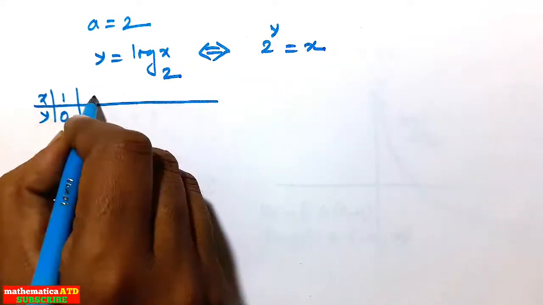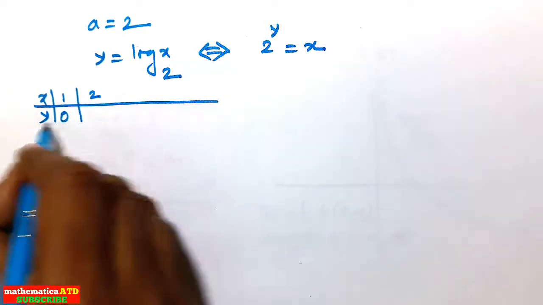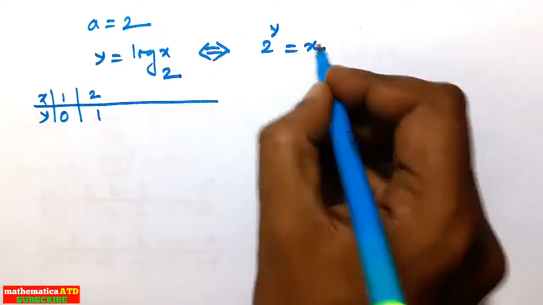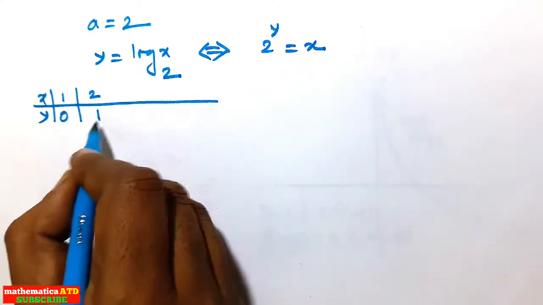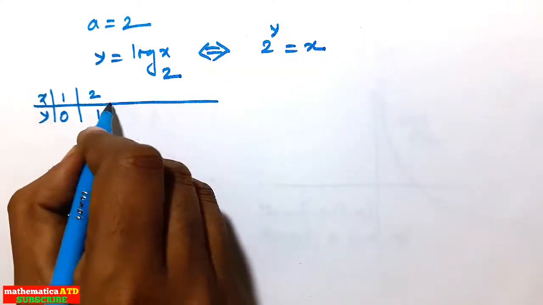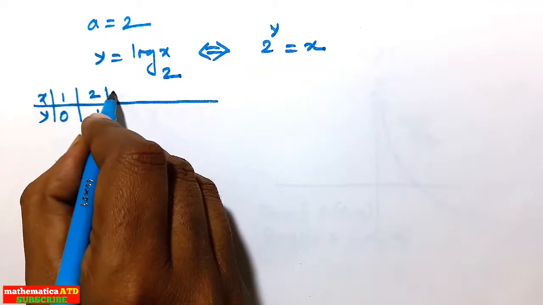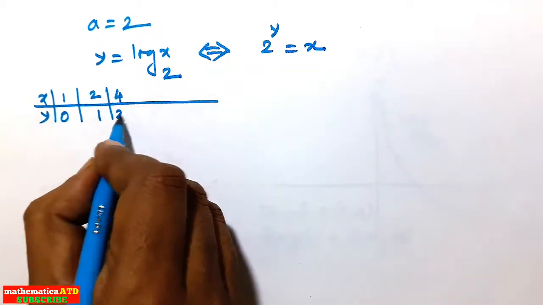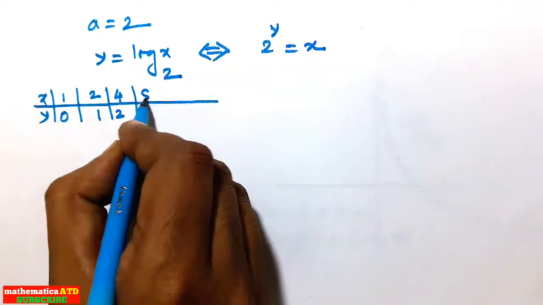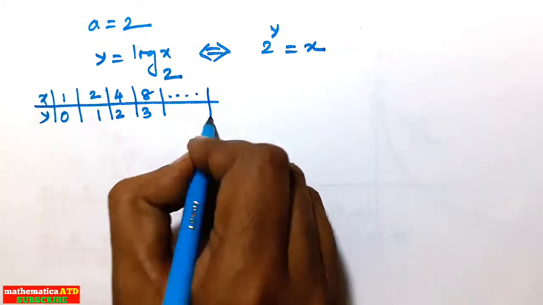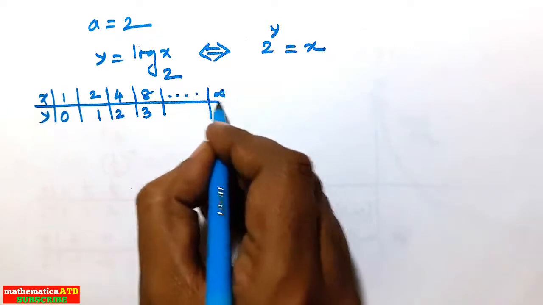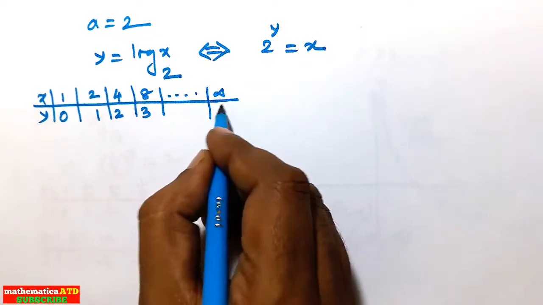We may take x is equal to 2. So y will be 1, because 2 is equal to 2 to the power 1. In this way, when x is equal to 4, y will be 2. When x is equal to 8, y will be 3, and so on. When x is equal to positive infinity, then y will obviously be positive infinity.